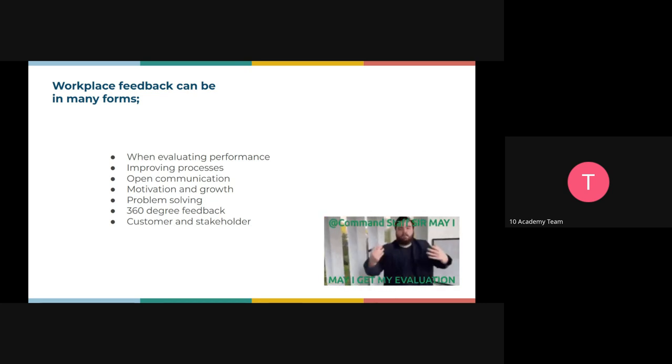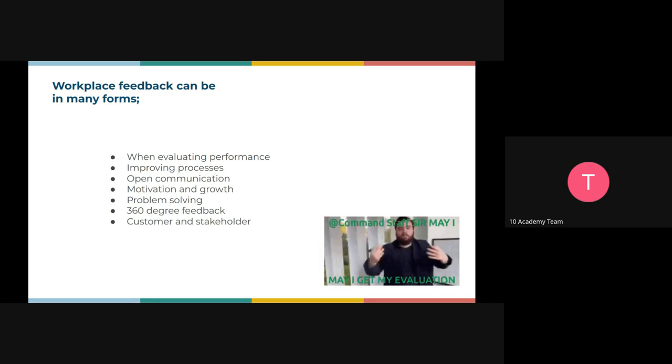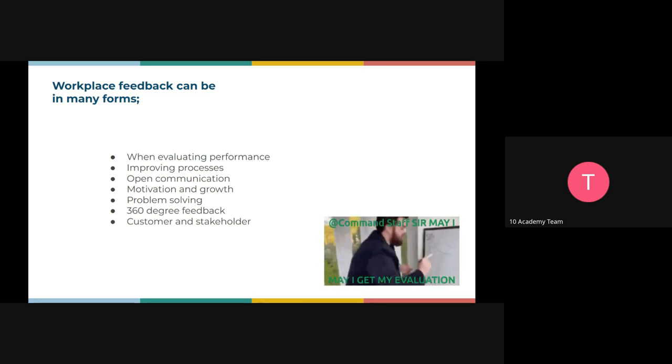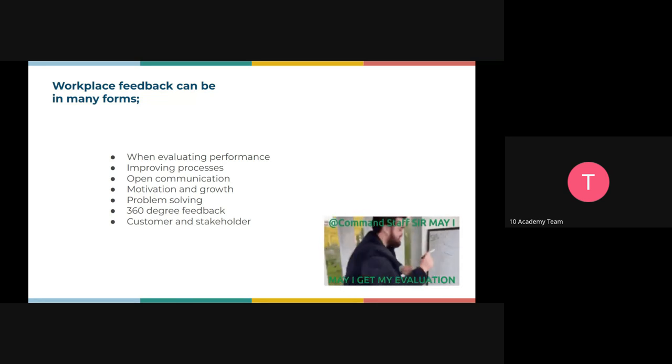And then we have motivation and growth. This is where your manager encourages you and inspires you to be the best of yourself. Another thing with motivation is they always try to focus on your strengths and tell you to improve more on that. And then they show you the potential you can have. Then problem solving feedback helps to identify and address the different challenges and maybe offer solutions or alternative perspectives to a certain project.